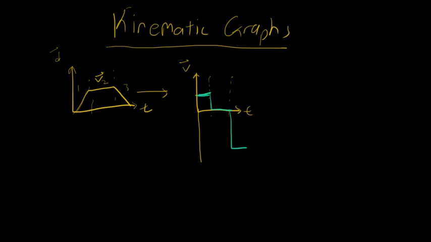Okay, and then what if we go one step further this time? After going from this graph to this graph, let's go from this graph to an acceleration graph. How would we do that? Same thing. Acceleration is the slope of a velocity time graph. So let's find the slope at each of these 3 segments.